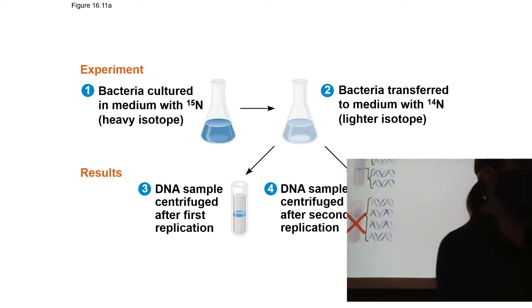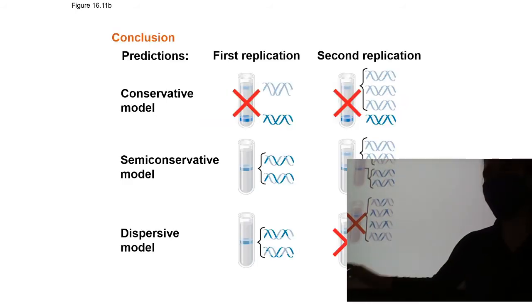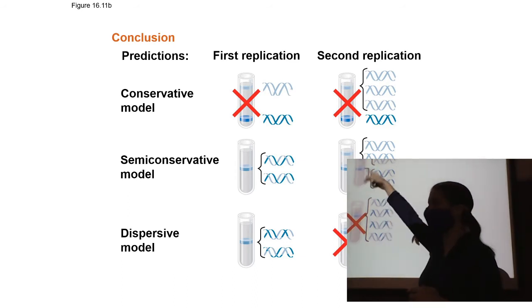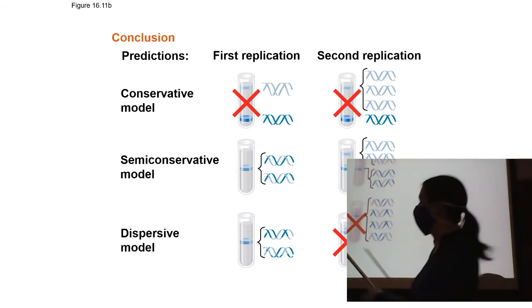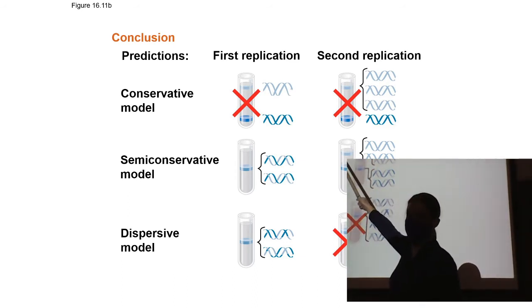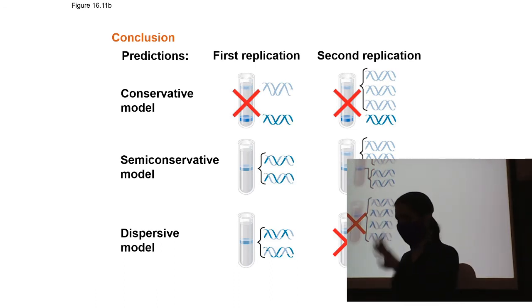But since in the first replication you don't have two bands, you just have this one band, it can't be the conservative model. Do you see that? Like that doesn't work.